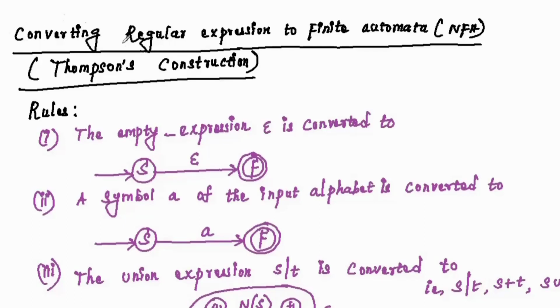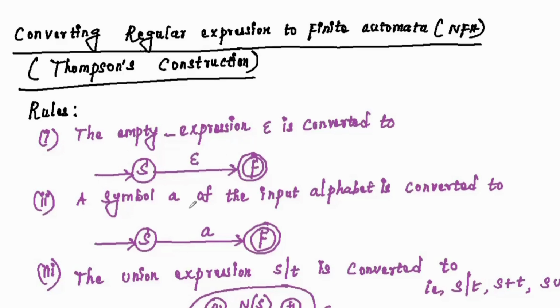Let us discuss converting regular expression to finite automata, that is non-deterministic finite automata or Thompson construction. Coming to the first rule, the empty expression epsilon. How do you draw the transition diagram? Here empty expression is epsilon. We have two states, starting state S and final state F. A starting state S looking at empty expression epsilon reaches the final state F.